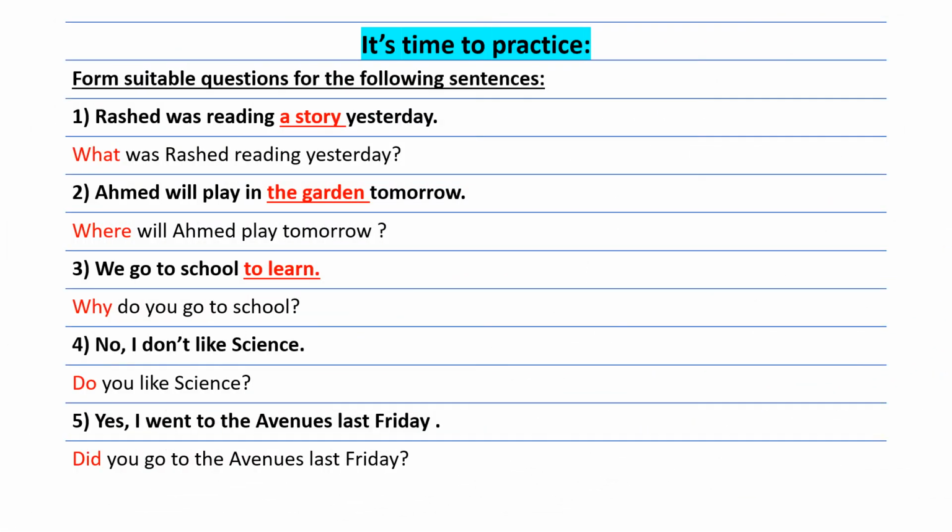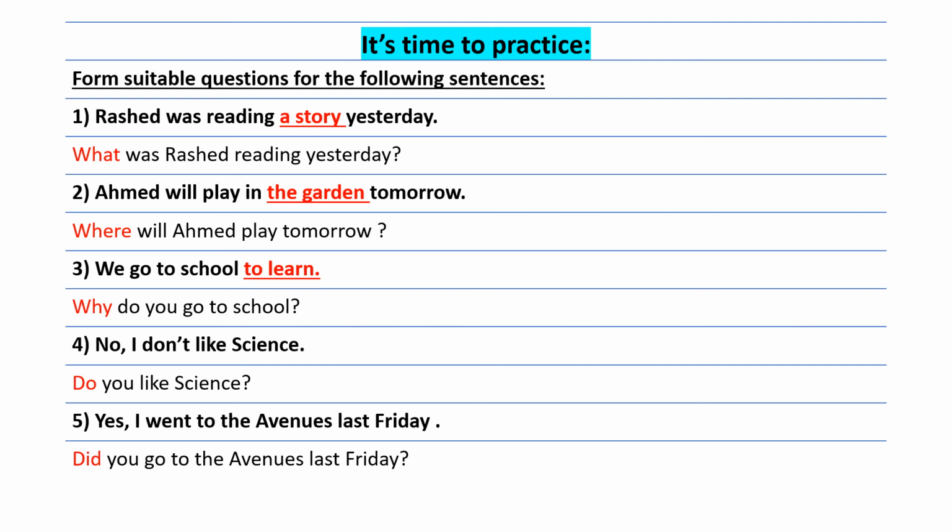Now it's time to practice. Form suitable questions for the following sentences. Number one, Rashid was reading a story yesterday. So in this question here, we want to ask about the story. So we will use what? So the question will be, what was Rashid reading yesterday? So the answer will be, he was reading a story.